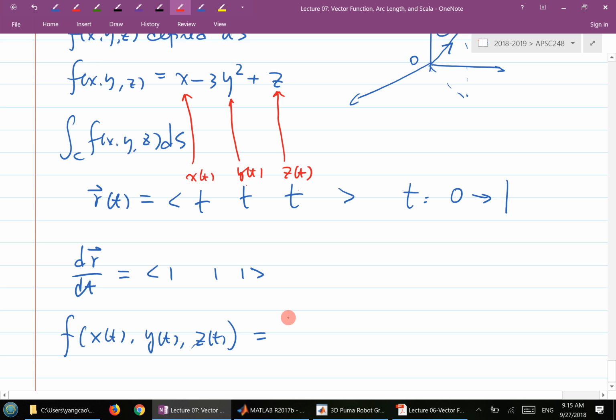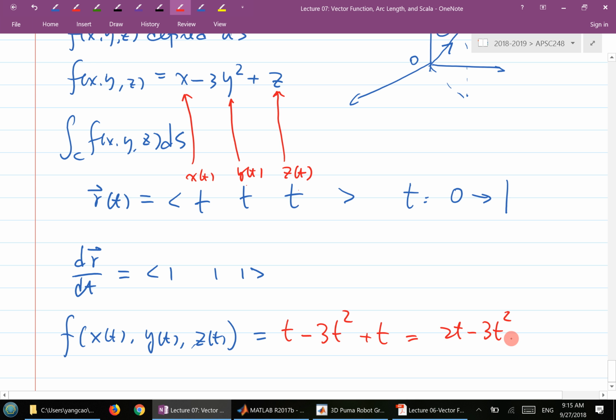So that's how you do the substitution. As you can see, when you substitute t here, 3t squared, and then plus t here. That's called substitution. So this ends up with 2t minus 3t squared. Good?